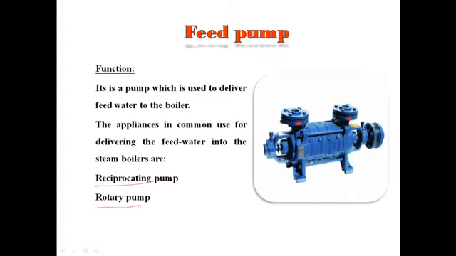Rotary feed pumps are of the centrifugal type and are commonly run either by a small steam turbine or by an electric motor. Basically, the rotary pump consists of a casing and a rotating element known as an impeller, which is fitted over a shaft. It utilizes the centrifugal force of the rotating impeller for pumping the fluid from one place to another.